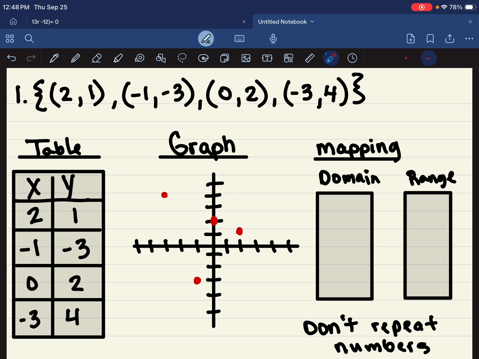When I look at my x values, I have 2, -1, 0, and -3. Did any of those numbers repeat? No. So I just need to write each of those down. And you don't have to go in a specific order. I just write them how I see them. Okay? Do any of my y values repeat? 1, -3, 2, and 4. So I just write them how I see them. Okay, if they repeat, you only write them one time, okay?